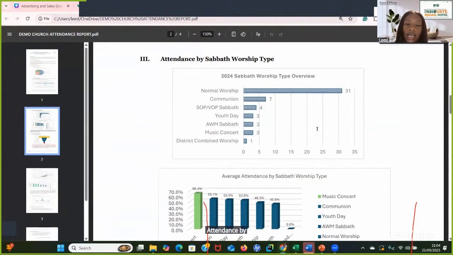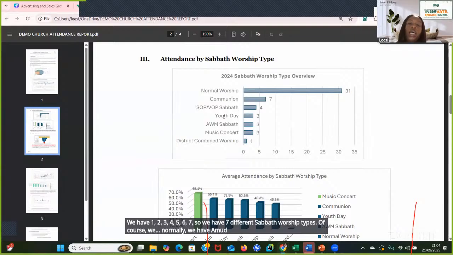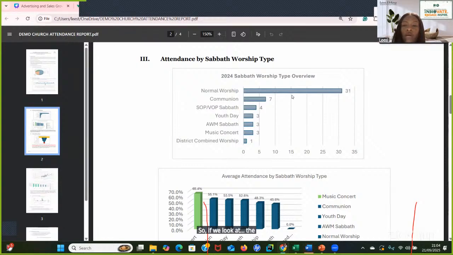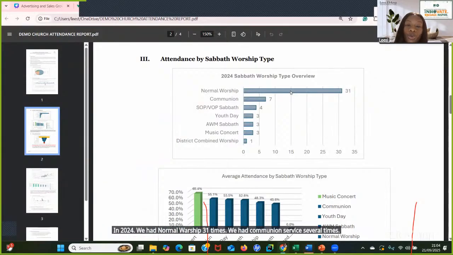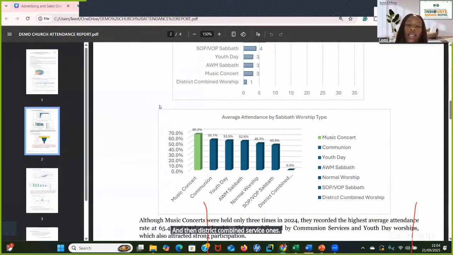Attendance by Sabbath worship type. For the purpose of this, we have 1, 2, 3, 4, 5, 6, 7 different Sabbath worship types. Of course, we normally have MOD and other programs, but I just tried to make it as simple as possible. So if we look at the data, we'll find that for the whole year in 2024, we had normal worship 31 times. We had communion service 7 times. SOP VOP 4 times, Youth Day 3 times, AWM Sabbath 3 times, music concerts 3 times, and then district combined service once. So let's go further.